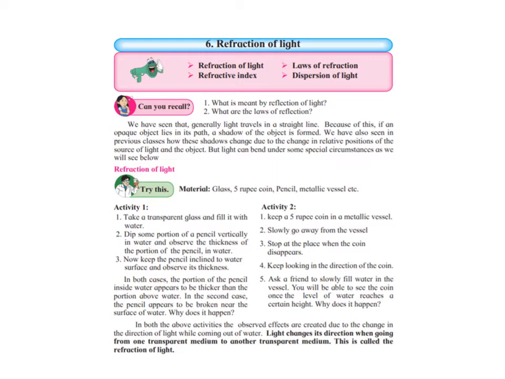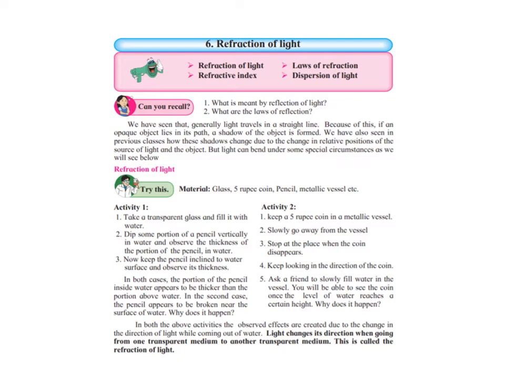Light rays coming from the coin emerge or come out of the water and change their direction due to the refraction of light. Because here also the ray of light is passing from different mediums, from water, that is liquid, to the vessel, that is solid, to air, which is gaseous. Thus the coin becomes visible once the level of water reaches a certain height.